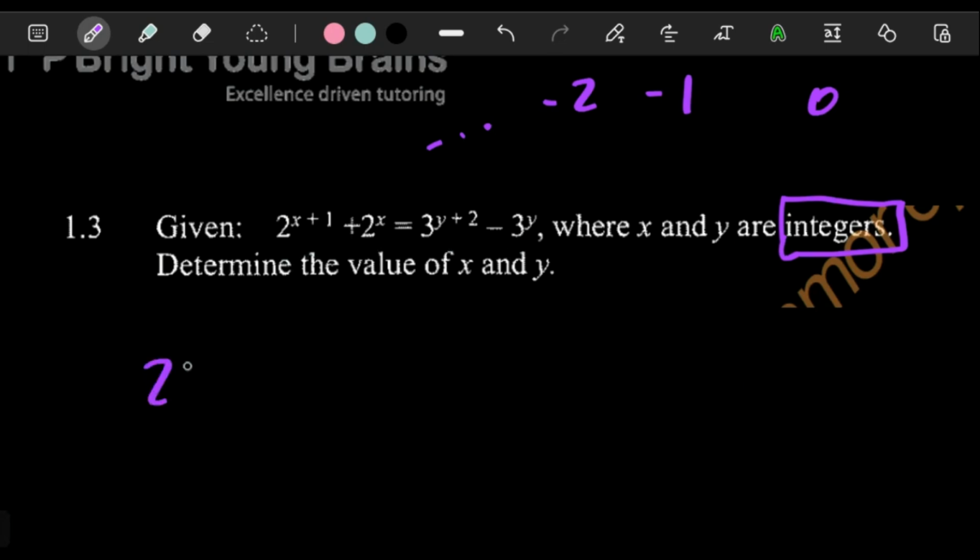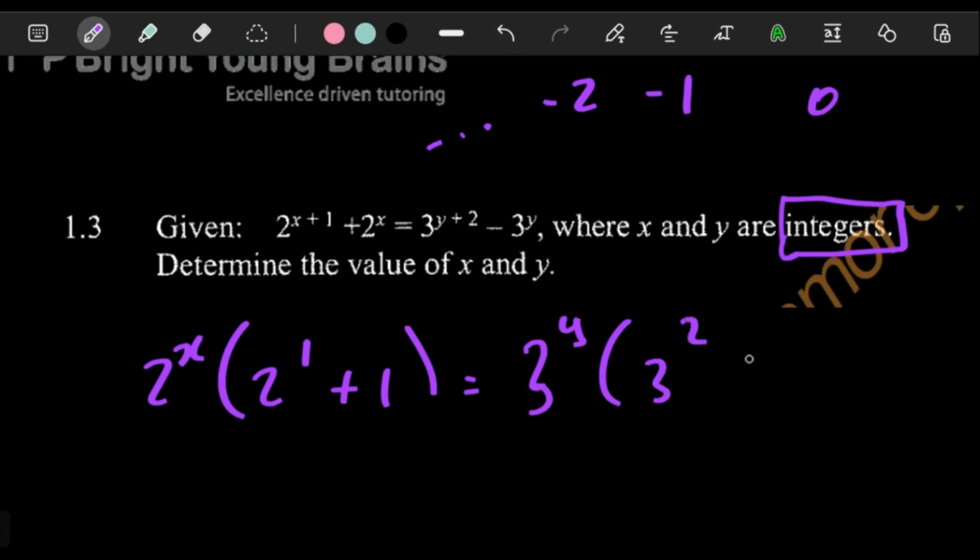On the left side, there's a common factor which you can take out, and then on the right side there's also a common factor which you can take out. So you might as well start there, because you're taking out a common factor. Remember, here your bases are the same, so this 2x to the power of 1 can be written as this 3y to the power of 2. We know that it can be written as this.